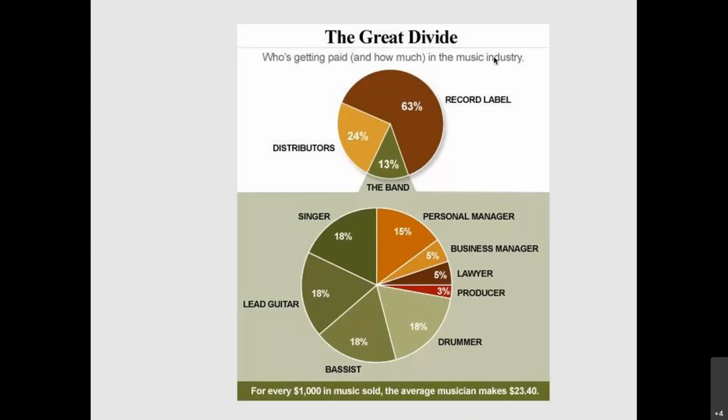For every $1,000 in music sold, the average musician makes $23.40. So that's about 2%. Pretty low. That's the average.